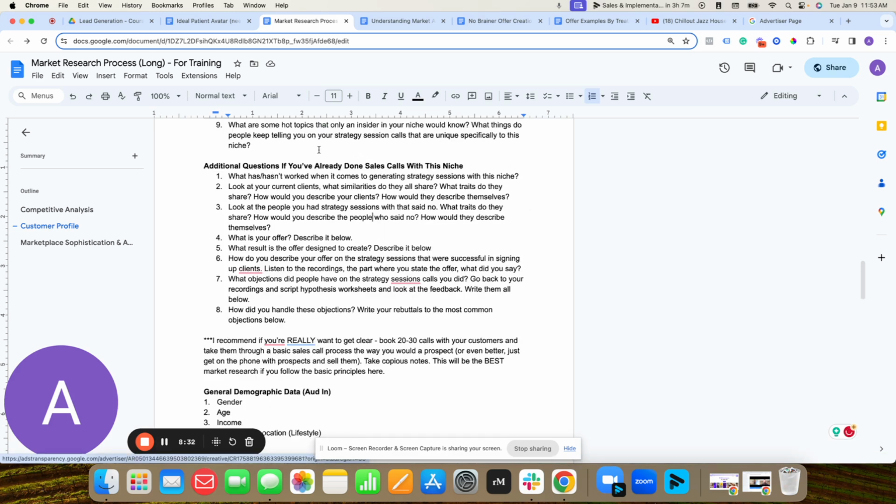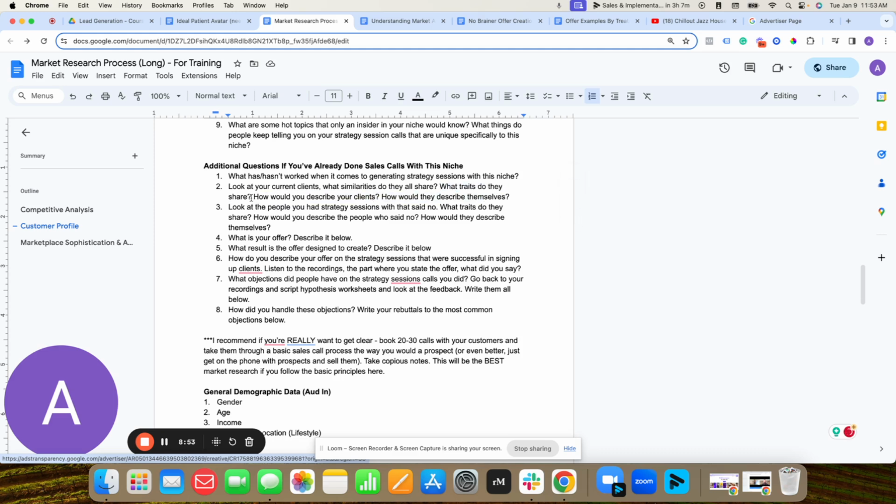Additional questions here just to dig deeper. What has or hasn't worked when it comes to booking new consultations with these types of patients? How have you brought them in successfully in the past? How have you unsuccessfully tried to book people? Look at your current clients and patients. What similarities do they all share? What is their mission? What traits do they share?